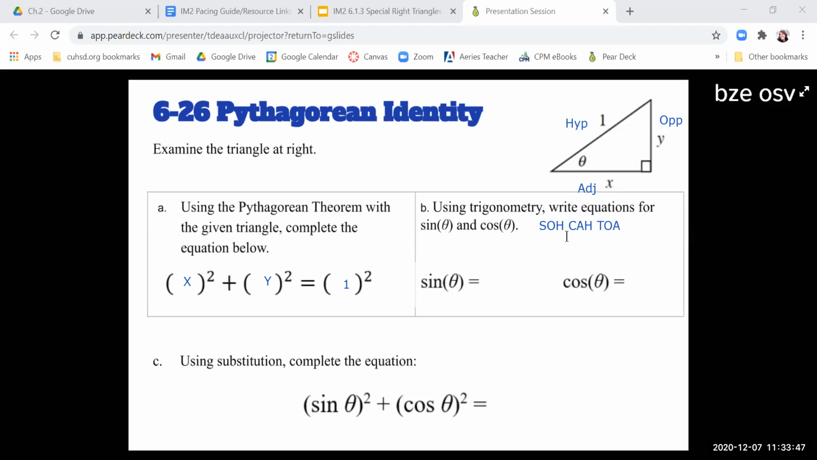Sine is opposite over hypotenuse. So in this situation, opposite is y, hypotenuse is 1, so it's y over 1. Since we don't need to write the 1 over 1, we can just write y. So the sine of theta in this triangle is y. And the cosine of theta in this triangle is the adjacent over hypotenuse, x over 1. So more simply, that's just x.